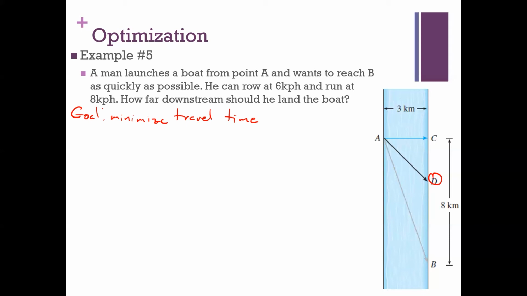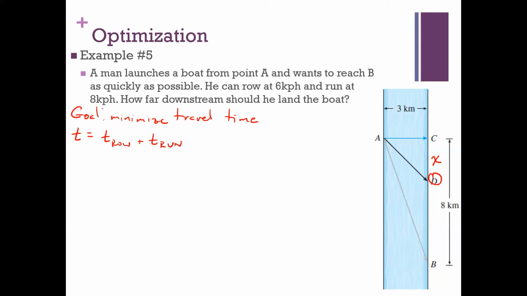So really what we're looking at is, I'm going to say this is our variable. I'm going to call this X, because that's basically what we're doing. How far downstream am I going to land? So he's going to do two things, right? So I'll write my equation like this. Time is equal to time rowing plus time running.